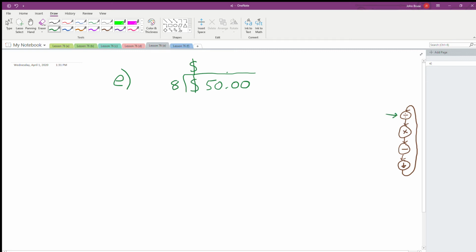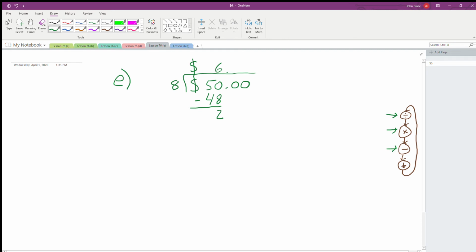So 8 times 6 is 48. That's pretty close to 50. 8 times 7 is 56. That's too much. So we're going to go ahead and do a 6. 6 times 8 is 48. That's our multiplication step. Then it wants us to subtract. That leaves us with 2. That was our subtraction step.